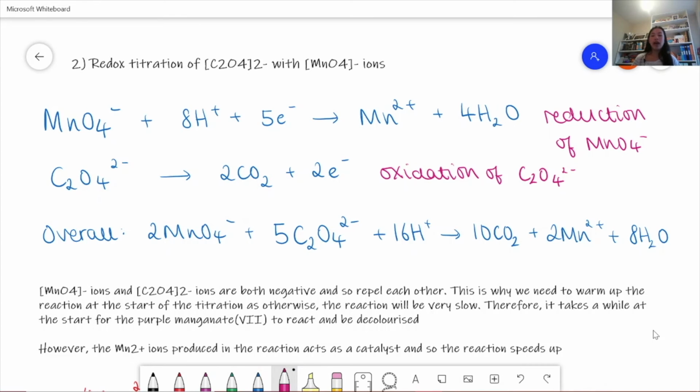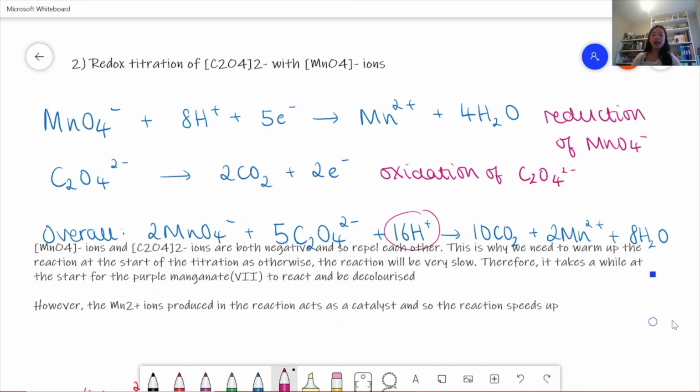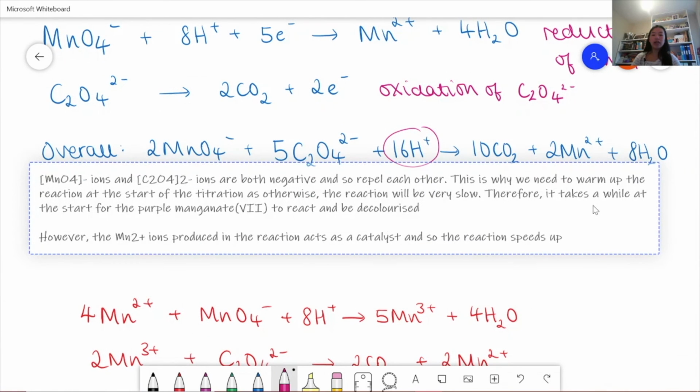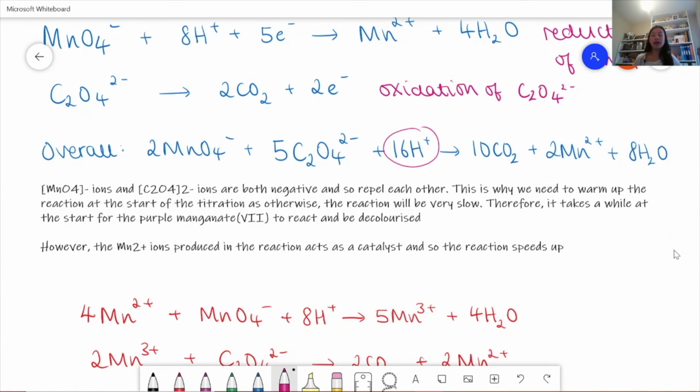And so overall, manganate and ethane dioate react in a 2:5 ratio. So we have 2 moles of manganate reacting with 5 moles of ethane dioate in an acidic solution to form carbon dioxide, the Mn2+, and also some water. Now, a really important thing to know is that MnO4- ions and ethane dioate ions are both negative, and so they repel each other. And this is why we need to warm up the reaction at the start of the titration, as otherwise the reaction will be very, very slow because they won't want to react with each other.